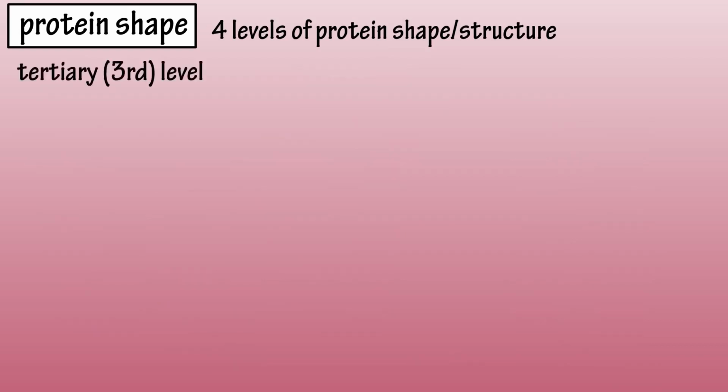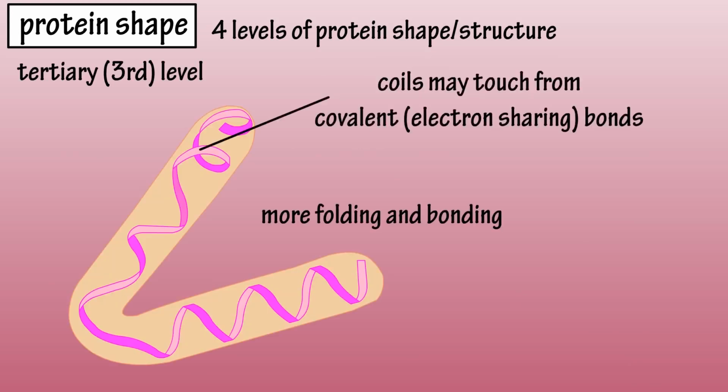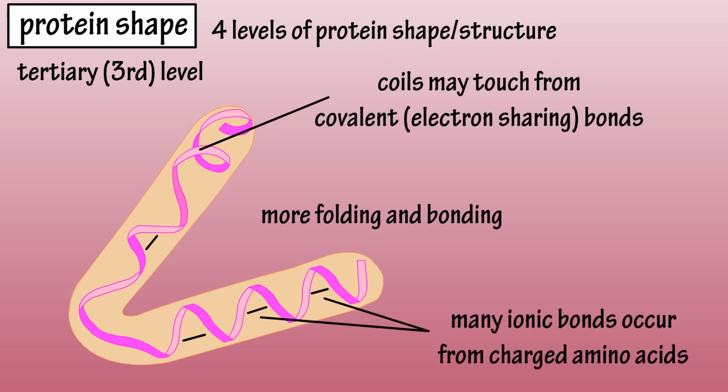The tertiary or 3rd level of protein structure involves more folding and bonding of the secondary structure. The coils may even touch each other as some covalent bonds form from the sharing of electrons between different amino acids. But most of these twists and folds occur from the result of ionic bonds between positively and negatively charged R groups of the amino acids.